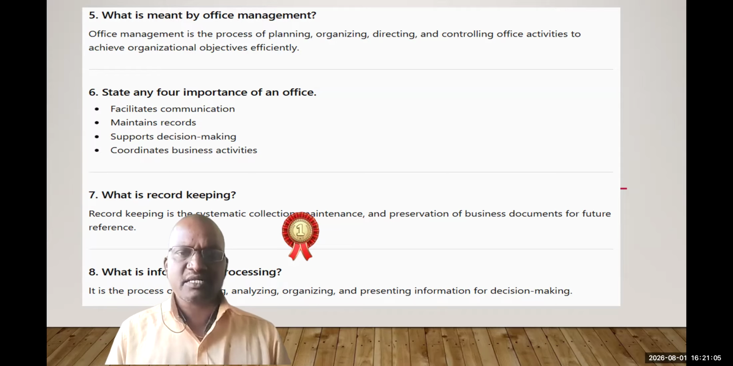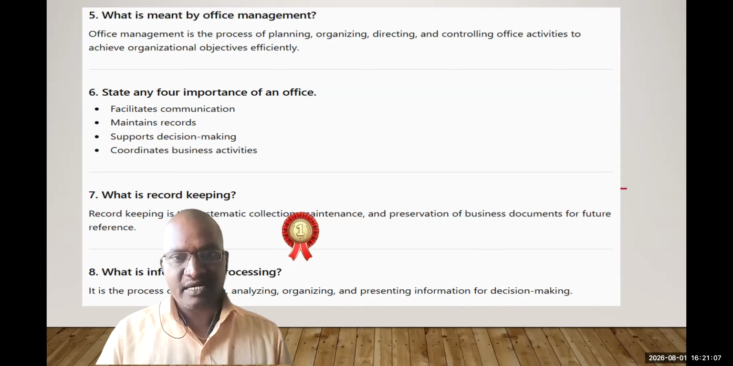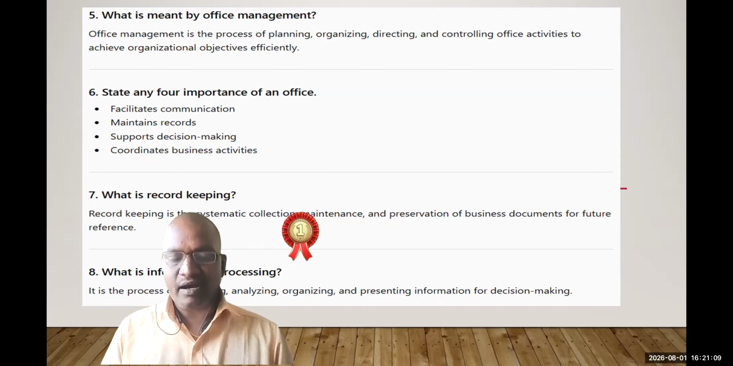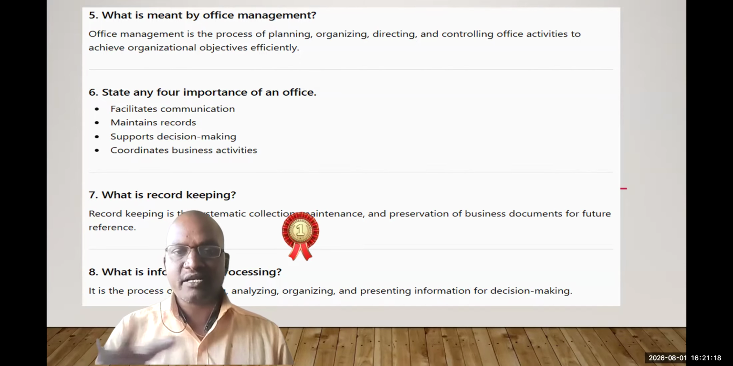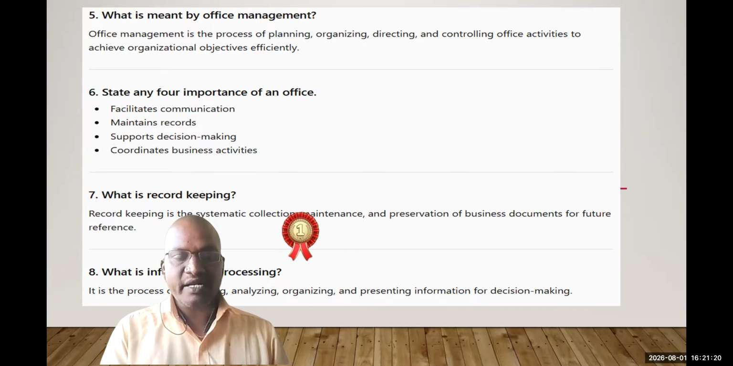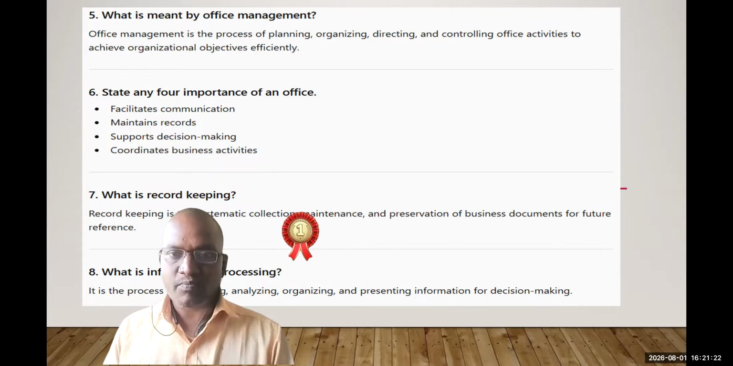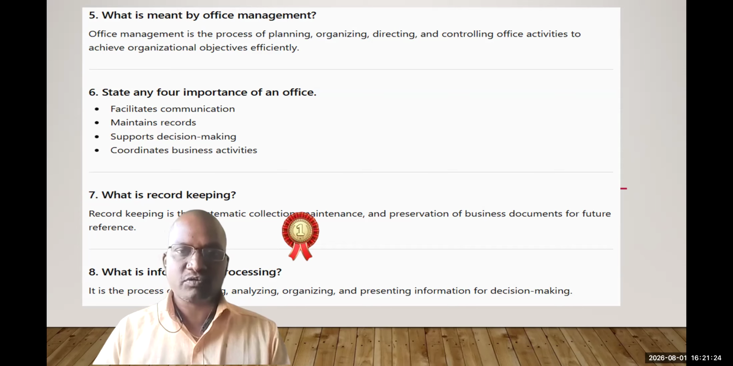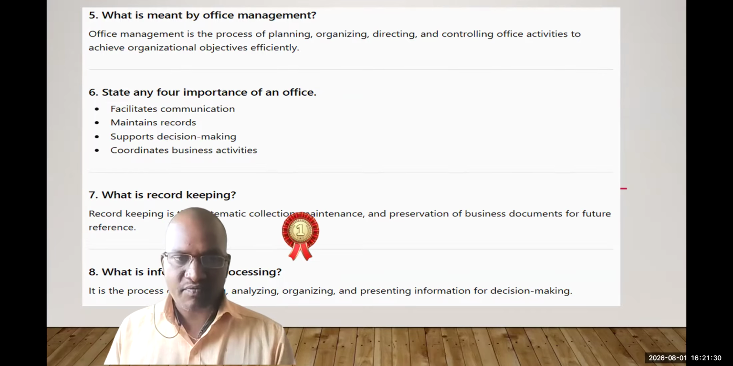Finally, it coordinates business activities because it is a center point. It connects all the departments in one place. So the office will connect other departments. If there are five departments, then five departments are coordinated by the office to complete the business activities to achieve its goal. So these are at least a minimum of four importance of the office.